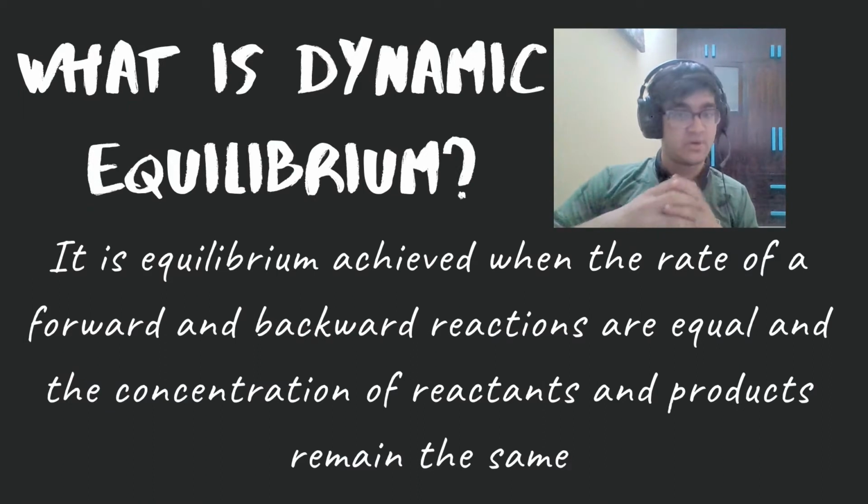So, what is the proper definition of dynamic equilibrium? In a reaction, it's basically when the forward and backward reaction rates are equal. And this means that the concentration of reactants and products remain the same, or they are constant. But this has further implications because this can change based on various factors.